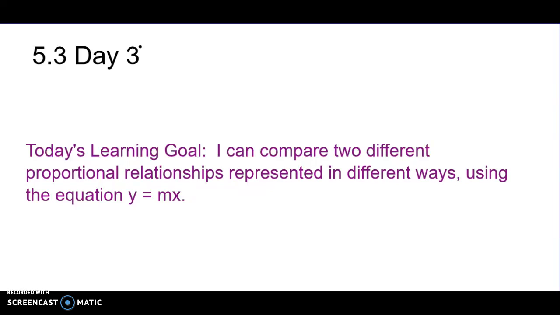Alright, hey guys, so today we're going to do 5.3, which is your day 3 in your OneNote. Today's learning goal: I can compare two different proportional relationships represented in different ways using the equation y equals mx.